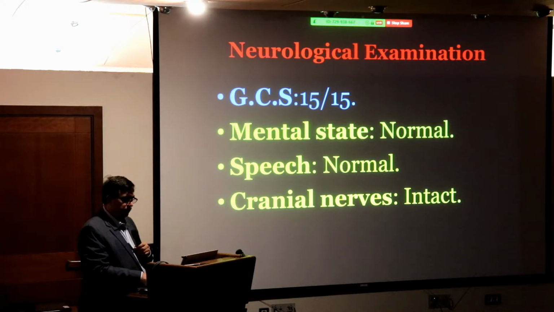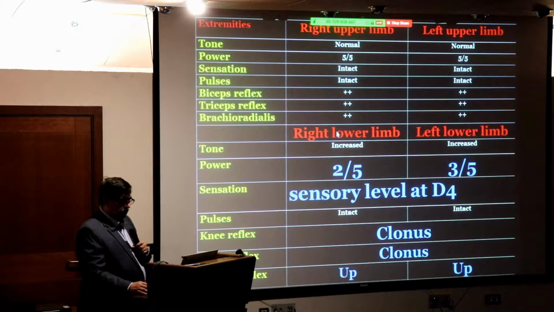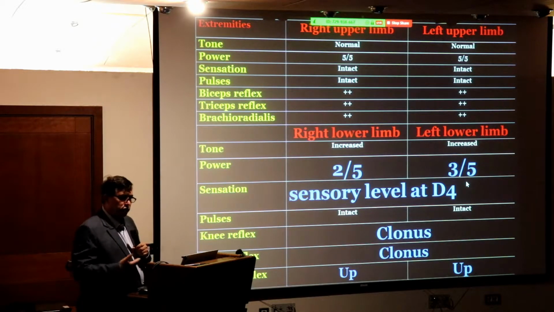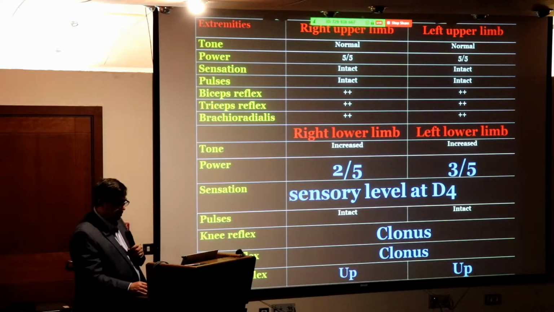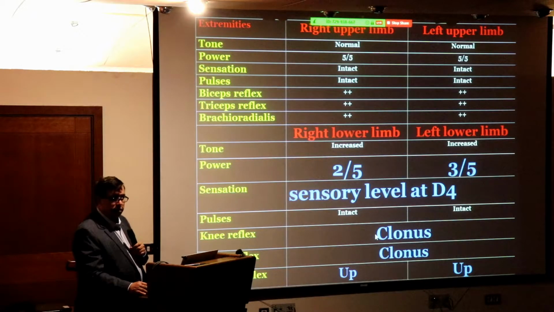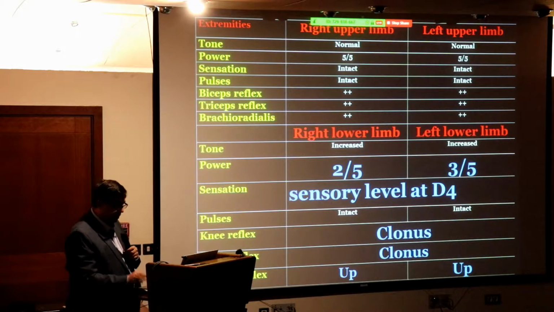Mental level, she was 15/15. In her lower limbs, power was 2/5 on the right and 3/5 in the left lower limb. It is not necessarily that if you have weakness or paraparesis it should be equal. One limb may be more than the other. Since her level was at D4, she had increased clonus and upgoing plantars. Again, the hallmark of an upper motor neuron lesion of a spinal cord compression.